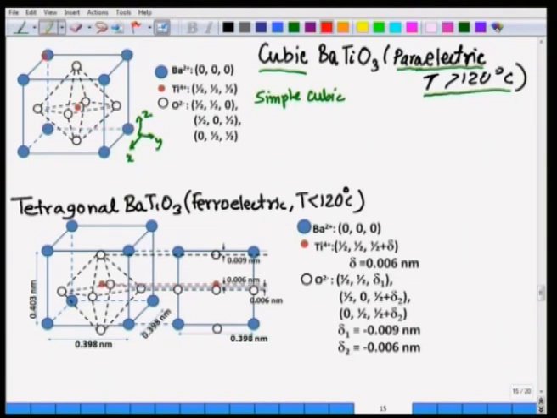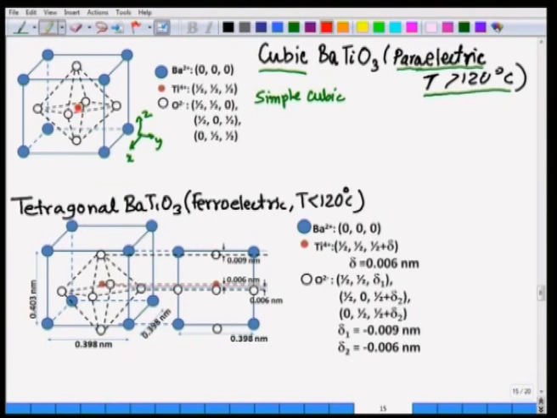So this is a simple cubic structure. It is centrosymmetric, and as a consequence, you see where the center of positive charge is. These are barium atoms, whose center of positive charge is right in the center, and titanium is at the same place, at half half half. So the center of all the positive charges is at half half half. Similarly, if you consider this octahedron made by the oxygen atoms, its center is also at half half half.